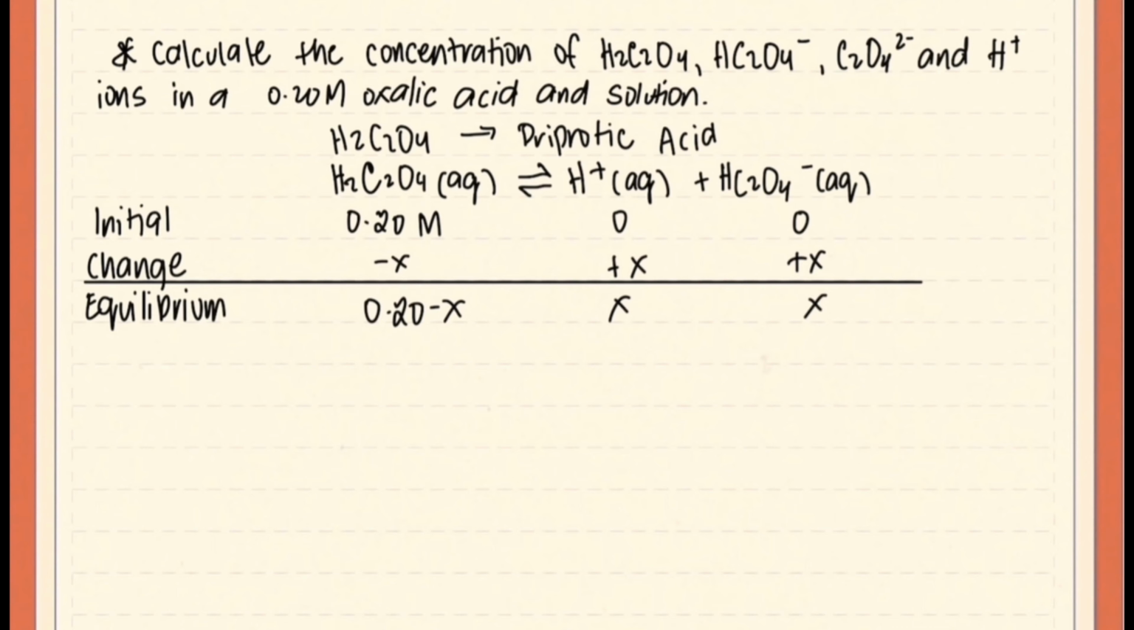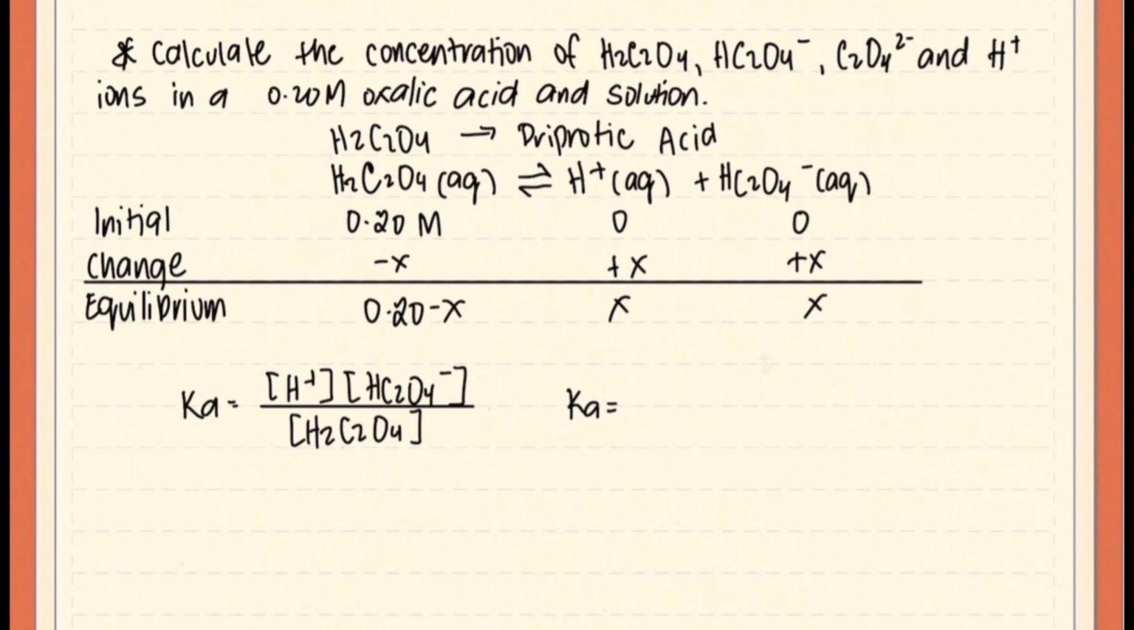So yung concentration ng ating oxalic acid is denoted as 0.20 minus x, and yung hydrogen ion naman natin and yung hydrogen oxalate is denoted as x. We can now solve for the values of x using the equation of our ionization constant, which is Ka is equal to the concentration of the products, the hydrogen ions and the hydrogen oxalate, over the concentration of our reactant, which is the oxalic acid.